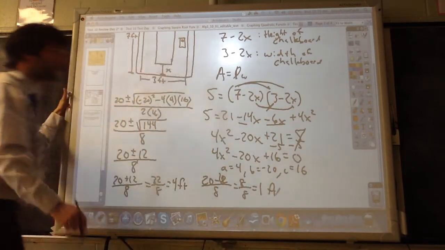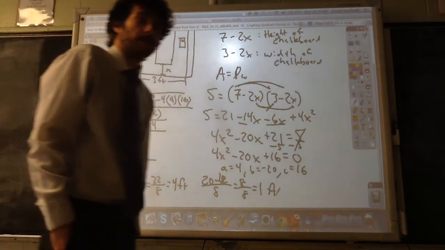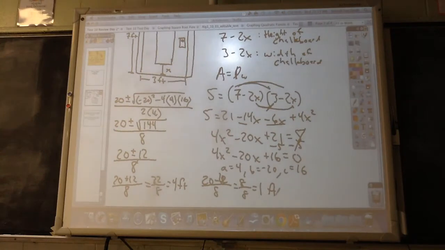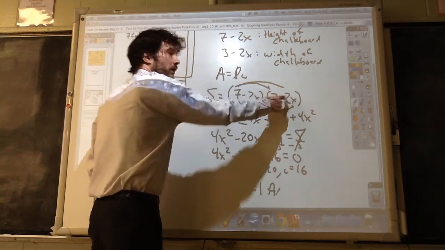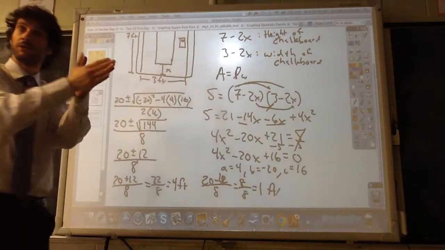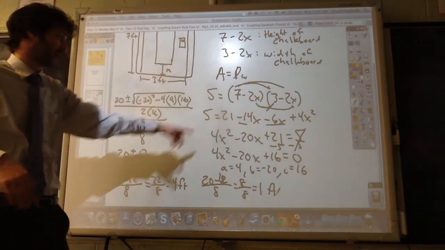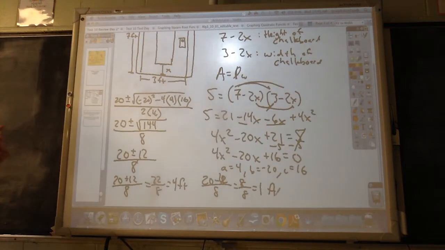Okay, so I got two answers. That's weird that I got two answers. Yes? Square feet. It is not square feet. We're talking about this x being part of length or width. Length and width are linear measurements. They're just feet, right? The area is in square feet, but this x is a piece of a linear measurement. So we're talking about just feet at this point.